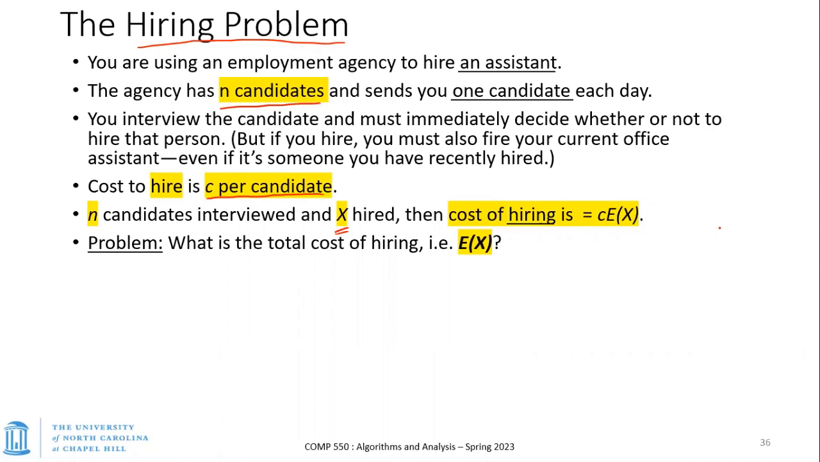Okay, and we're still going to interview and we're still going to hire and fire the way we've defined it. So there are some constraints. But think about the general direction in which I'm going. I'm trying to convert this into a randomized problem. That should be sort of a hint. I'm trying to convert this into a randomized problem.